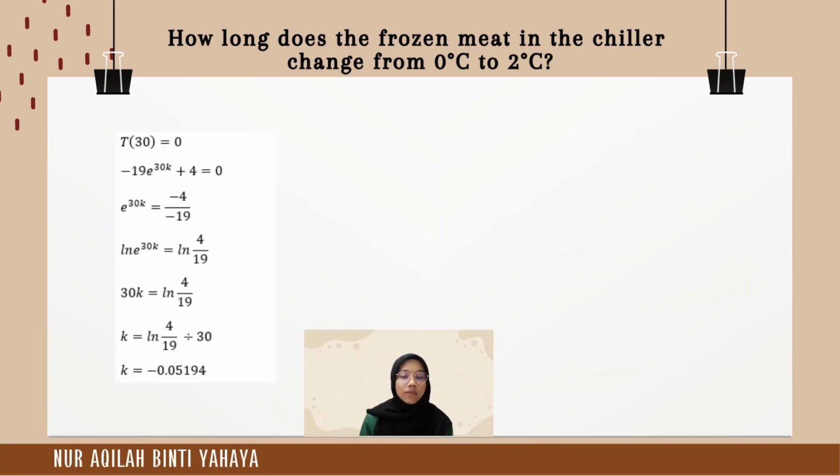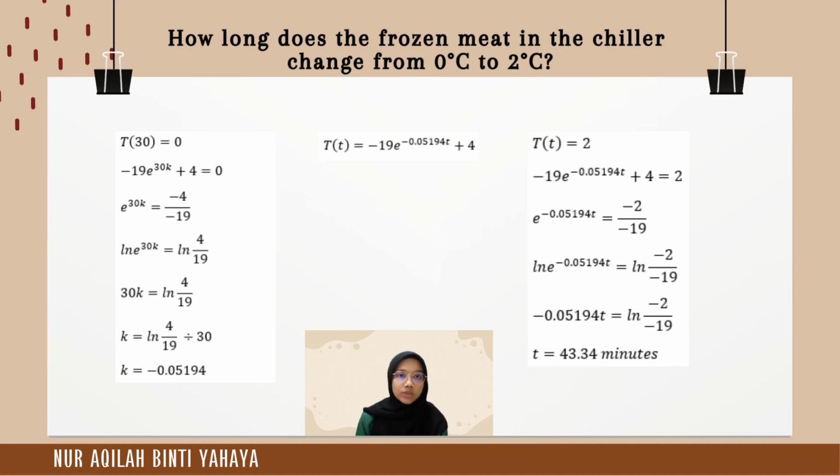Then we can find the exact value of k in the same way by substituting into the variable t. Then we get k equal to negative 0.05194. Next, we get the equation that describes the temperature of the frozen meat at time t.